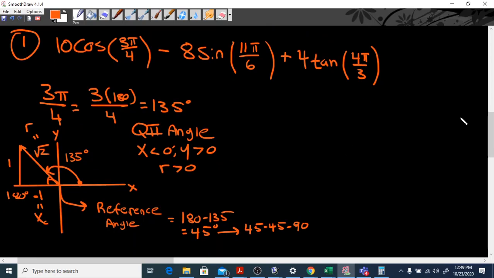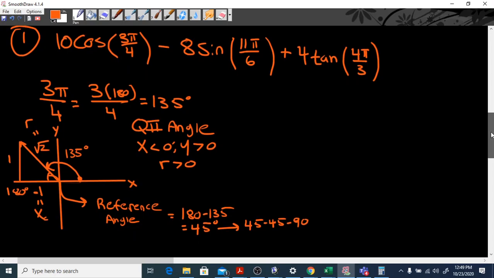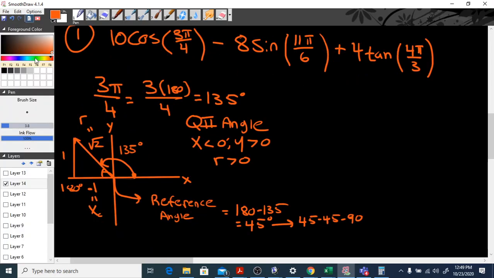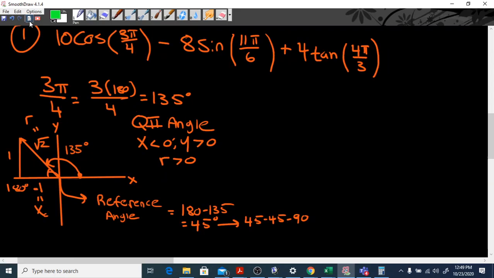Okay. I got a lot of the same color up here. Let me come down and let me change my color for this result. So we say, so cosine of 3 pi over 4, x over r, so it's going to be negative 1 over square root of 2. Okay, so there's that. All right, let's move on before we put it all together.